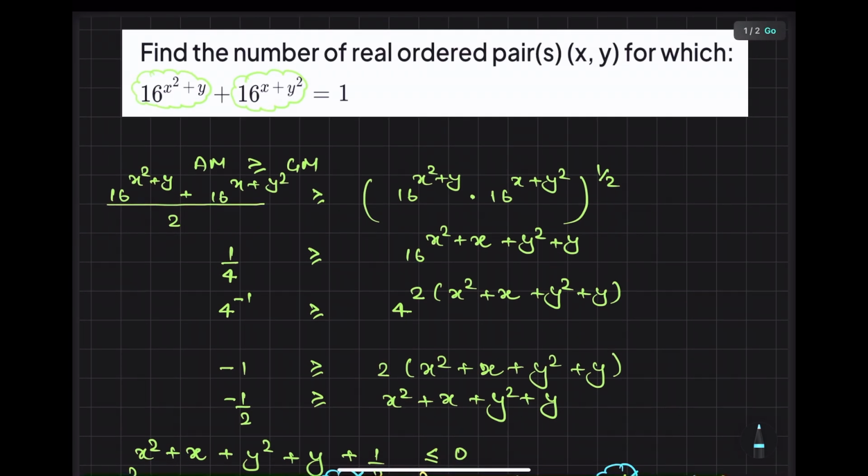So we got only one ordered pair, that is minus 1 by 2 comma minus 1 by 2. I hope the idea is clear and you guys can handle similar situations.